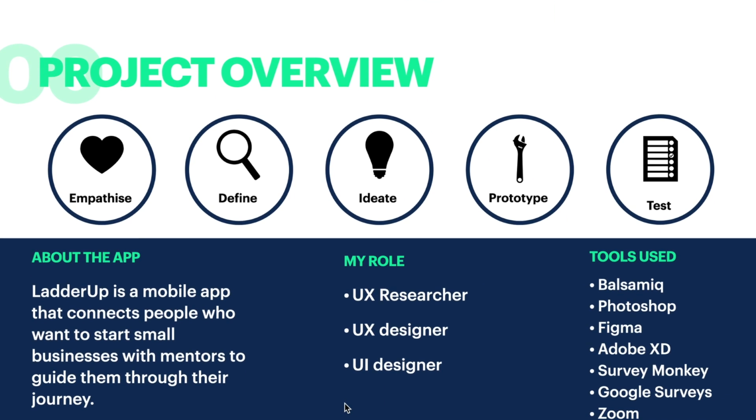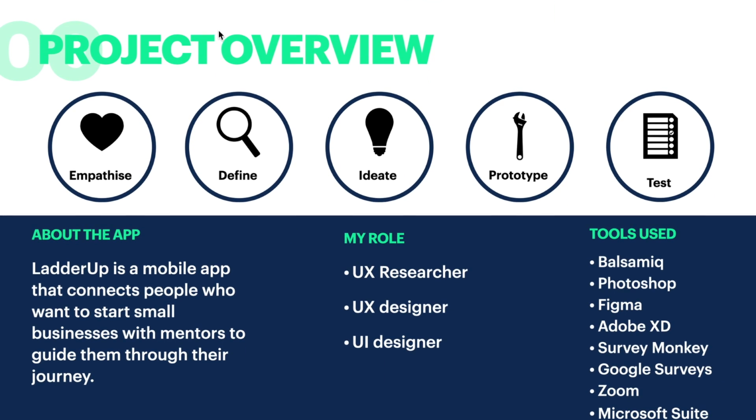Then we go down here for the project overview. Up here we've got empathise, define, ideate, prototype, test. Just another way of showing how the project flows and how we end up with our final outcome. And then we've got about the app.